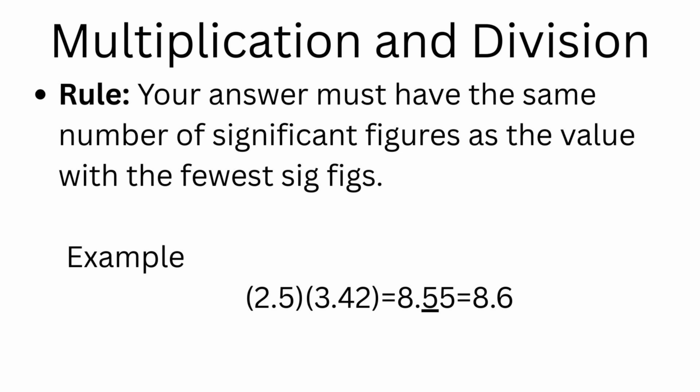And then look at the digit right next to 5. In that case, the digit is 5. So you have to round up, not round down. So your final answer is going to be 8.6. Now remember, always round at the very end, never during the intermediate steps.